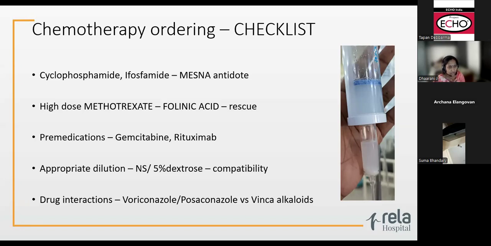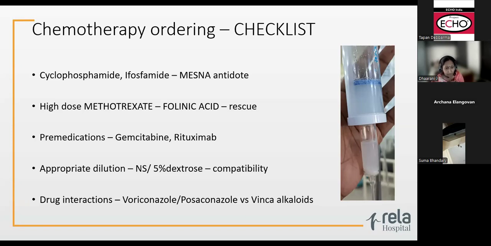There are some medications which will need a proper pre-medication because they can cause allergic reactions. The most notorious ones are gemcitabine, rituximab, and even bleomycin. So these are three drugs which can cause significant allergic reactions or infusion reactions. So they need pre-medication. We usually give Avil, hydrocortisone, or sometimes dexamethasone for pre-medication.